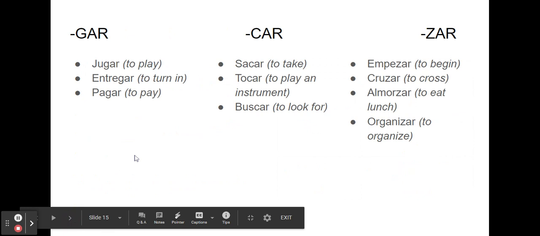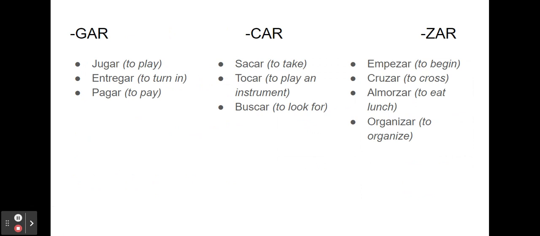Here I have some examples of GAR, CAR, and ZAR verbs. There's actually a lot more, but these are just some of the most common ones. Jugar, entregar, pagar, all of those end in GAR. Sacar, tocar, buscar, all of those end in CAR. And empezar, cruzar, almorzar, organizar, all of those end in ZAR.